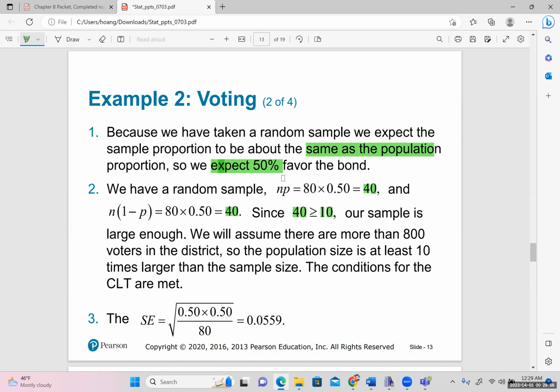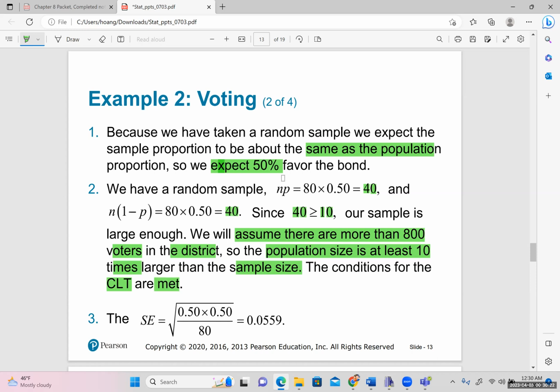As you know, the poll could involve a lot of voters, so we can assume that there are more than 800 voters in the district. So the population size is at least 10 times larger than the sample size. So then we can say the conditions for the CLT are met.